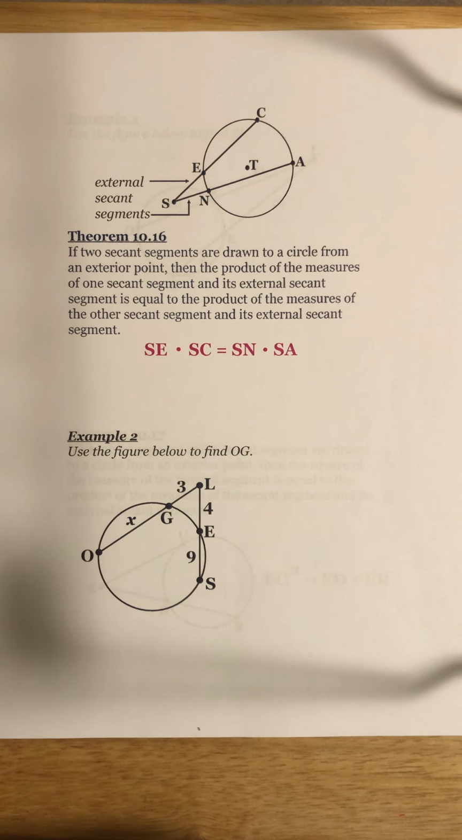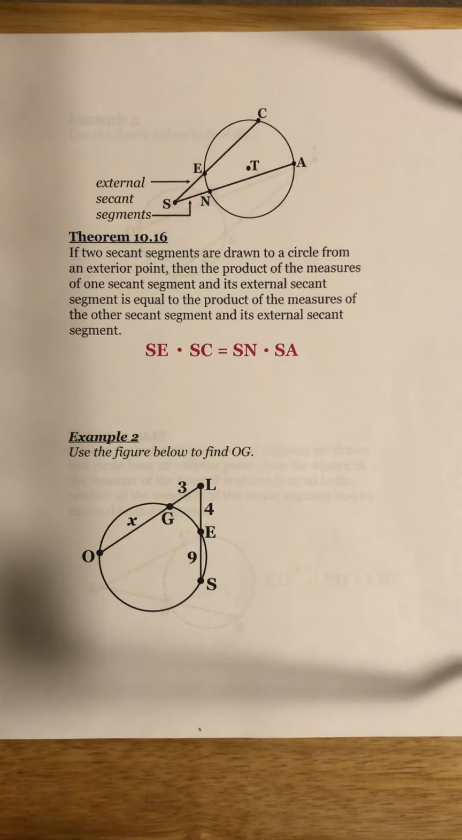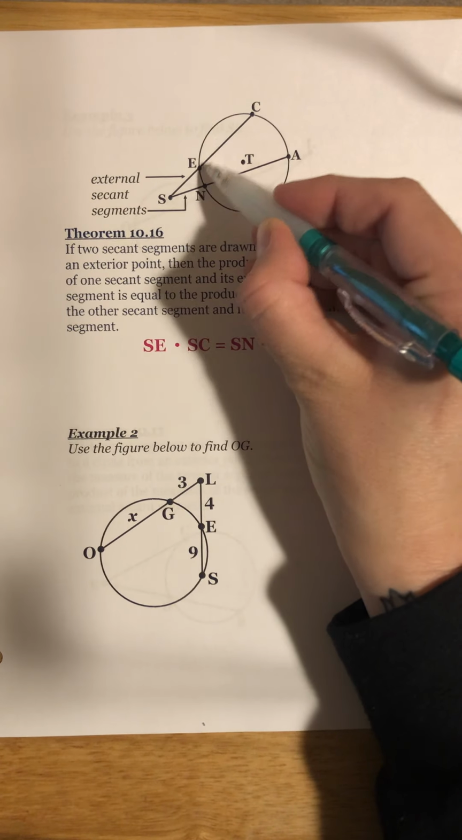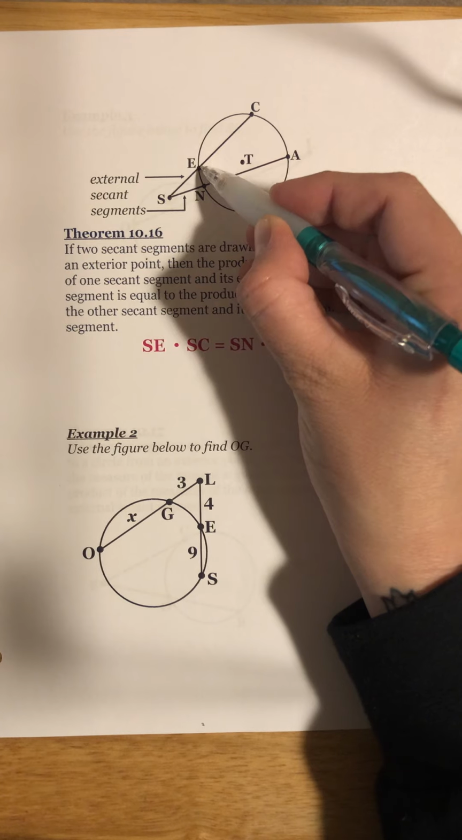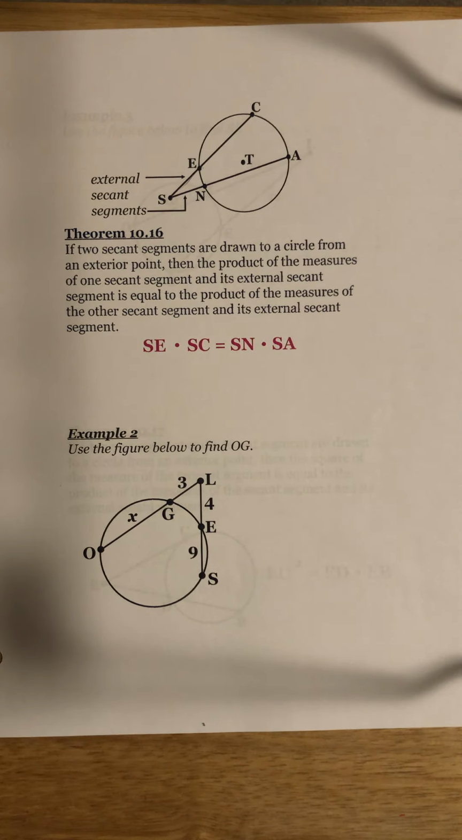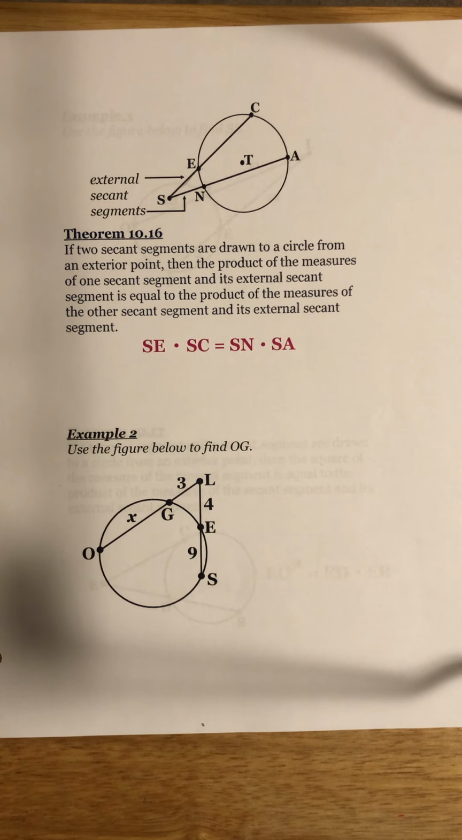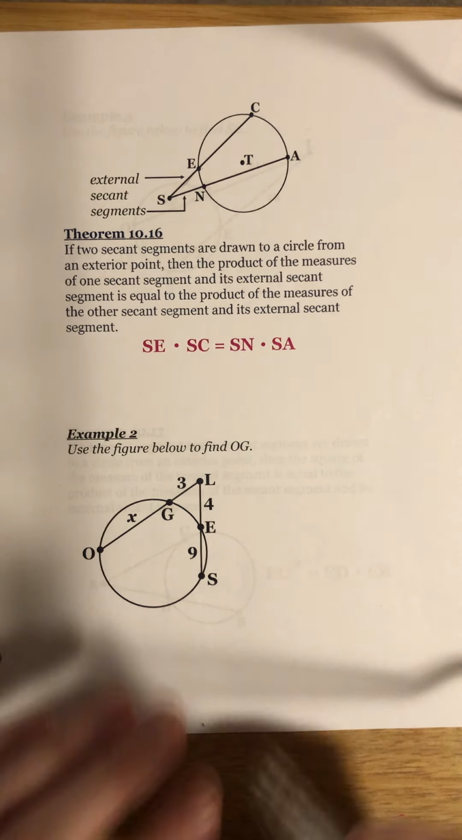A secant is kind of like a chord, except it doesn't have to stop at the end of the circle. So see how this is touching the circle twice? But it doesn't stop right here, it just keeps going. That's the difference between a chord and a secant. A chord stops at the edge of the circle. Secants don't. That's the only difference.